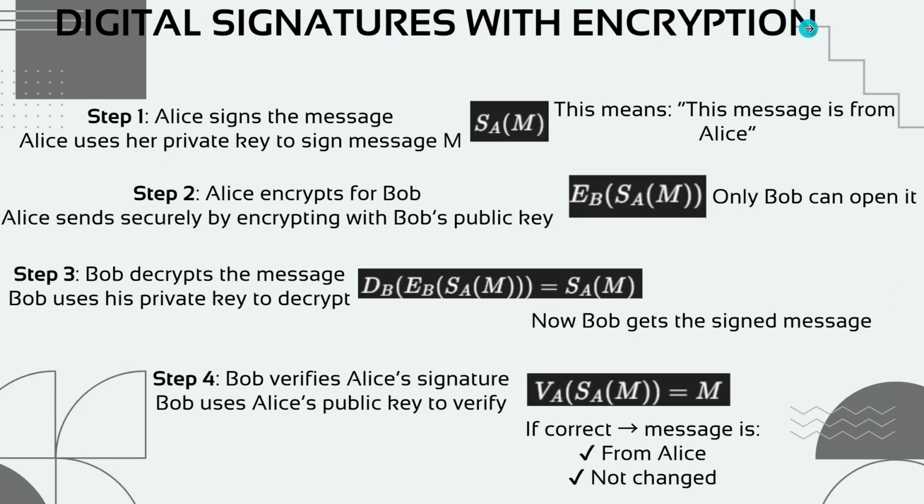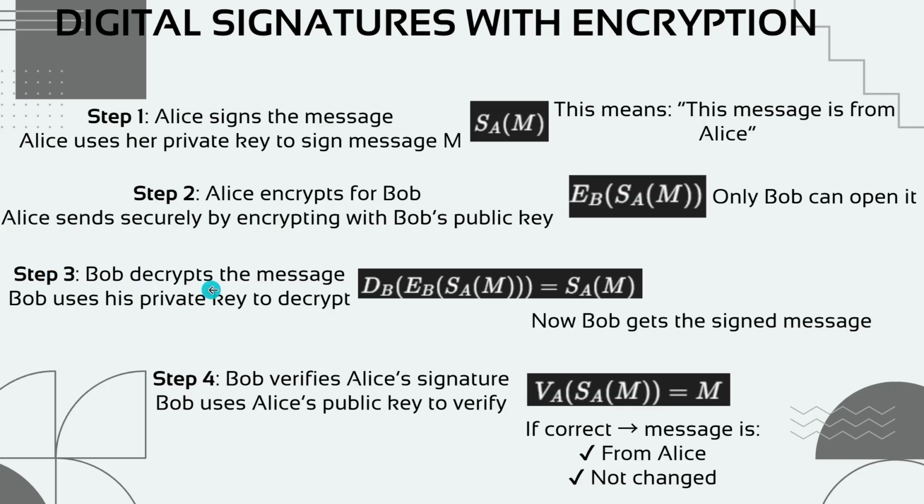Digital signature with encryption has four steps. For step one, Alice signs the message. Alice uses her private key to sign the message. This means the message is from Alice because she signed it. For step two, Alice encrypts for Bob. Alice sends it securely by encrypting with Bob's public key. She uses Bob's public key to encrypt the message. Only Bob can open it because she used Bob's key.